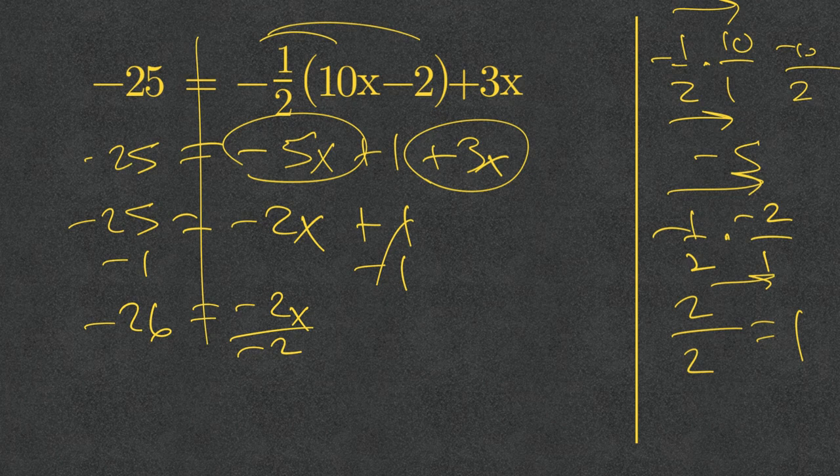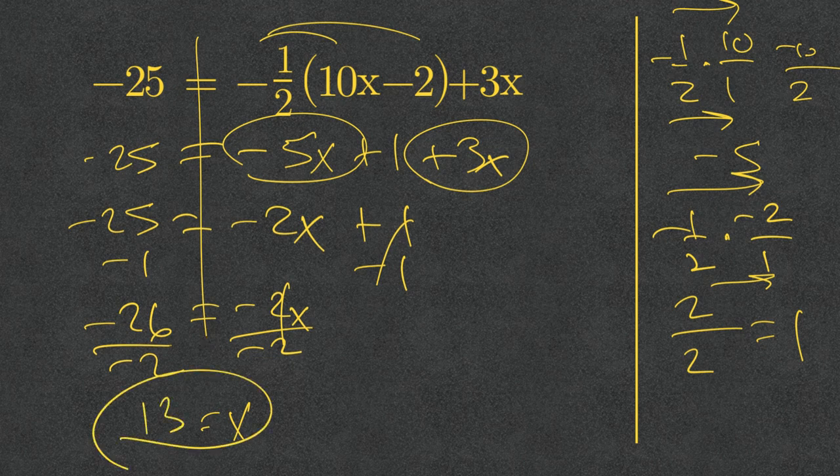Divide by what? -2. Thank you. -26. -26 divided by -2 is? -13. A negative divided by a negative is a positive 13. Good. Positive 13.